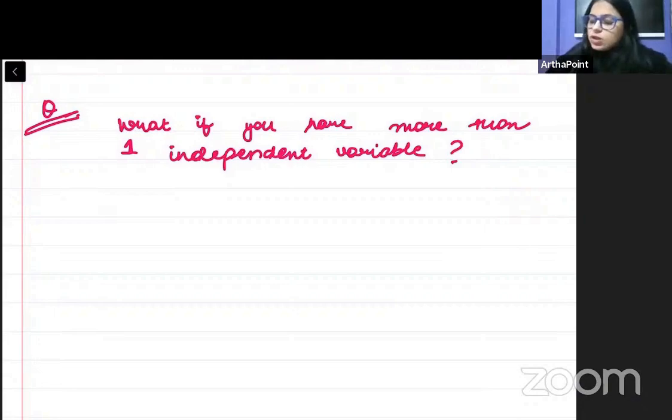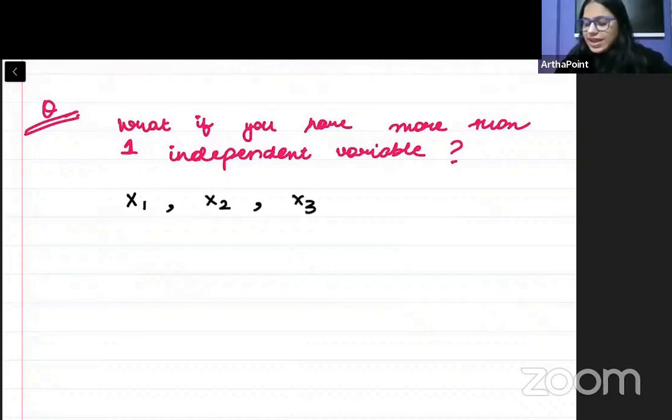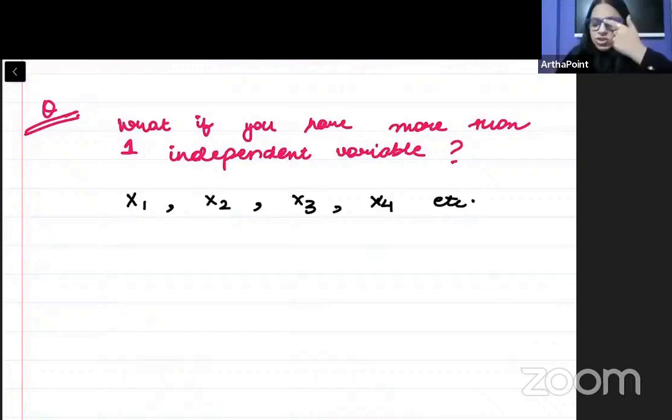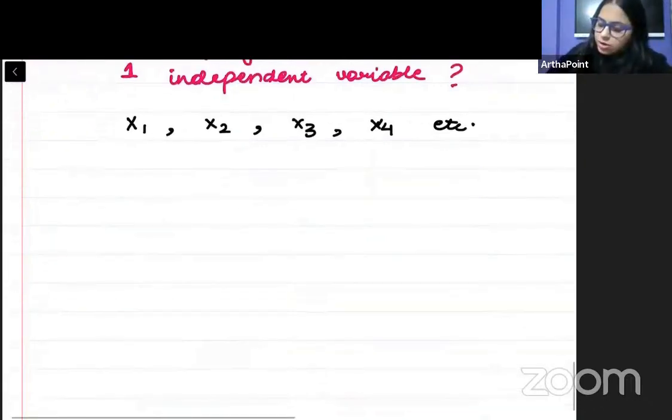Well, then you will use it like this. X1 is the first independent variable. X2 is the second independent variable. X3 is the third independent variable. X4 is the fourth independent variable, etc. समझे?